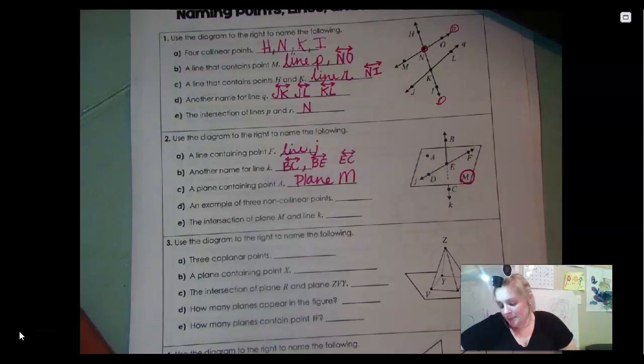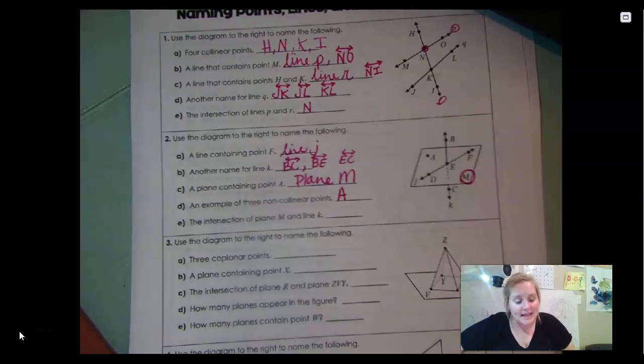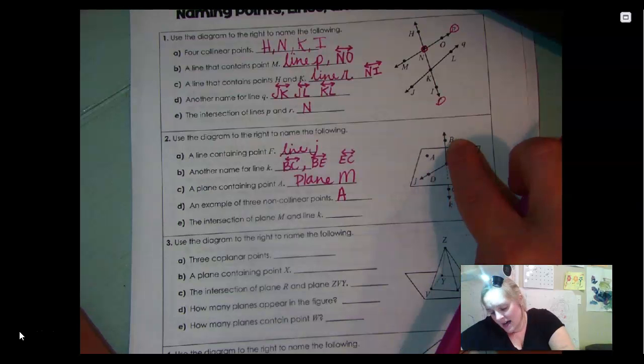An example of 3 non-collinear points. So these would be points that don't lie on the same line. So they want non-collinear points. Well, definitely A, because it's not on any line. So it's not going to be on the line with anything else. Then we could say B, this point is here. It's not on the line of A. And then you could use one on this line, which would be D.